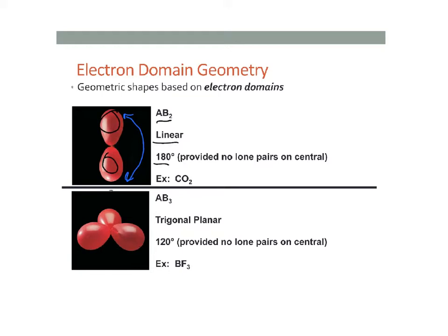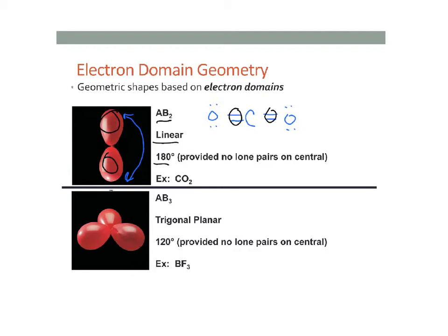An example of this is carbon dioxide. When we look at the Lewis dot structure of carbon dioxide, it looks something like this. Now, as we look at how many electron domains there are, we look at the central atom. There's 1, 2. Notice there are no lone pairs on carbon, and so 2 electron domains would yield a linear molecule. And so carbon dioxide is a linear molecule.